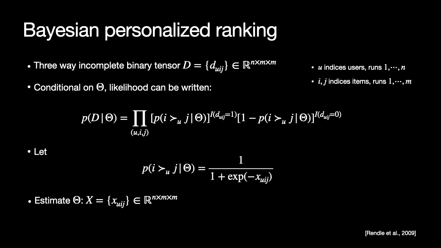Rendle et al. parameterized the binary three-way tensor as a Bernoulli distribution. The underlying parameters X form another three-way tensor with the same shape, but having entries representing the natural parameters of the individual Bernoulli distributions. Parameter estimation can be done by finding the right parsimonious representation of the underlying parameter.